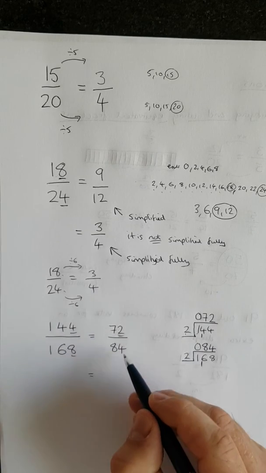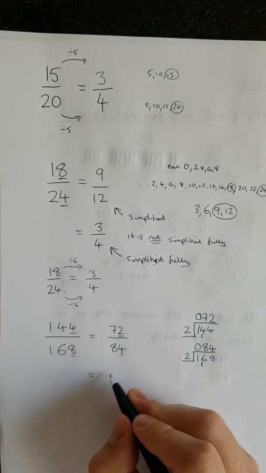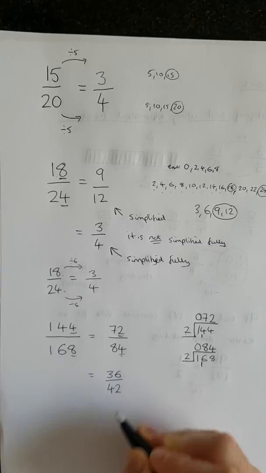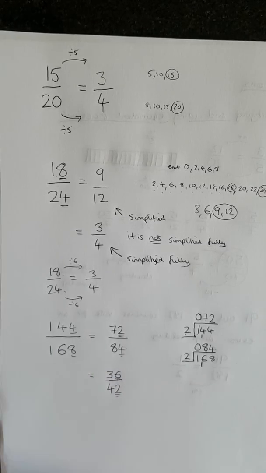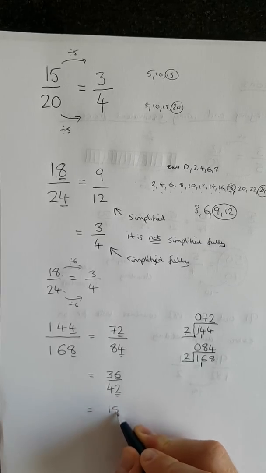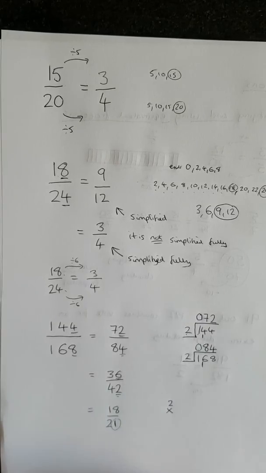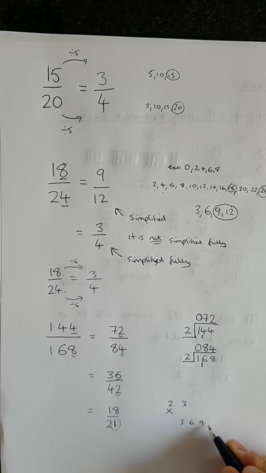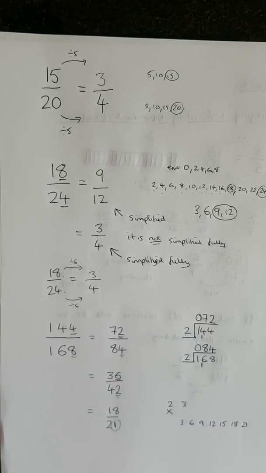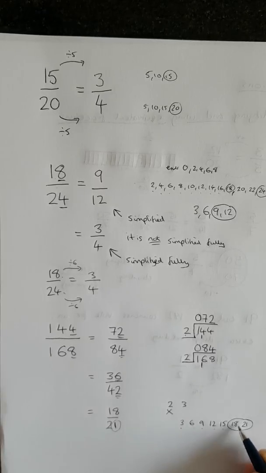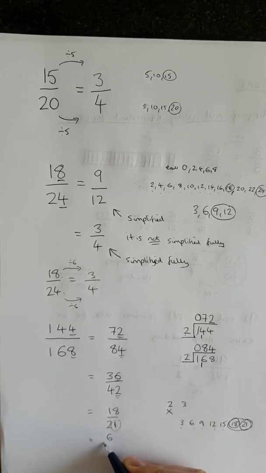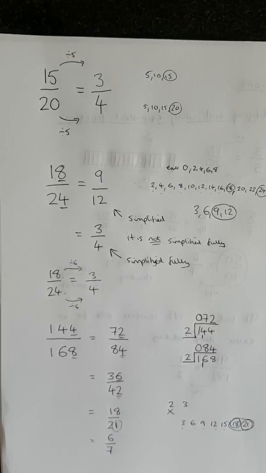Let's go again. Aha! They're both still in the 2 times tables. So I'm going to divide them both by 2 again. But wait, they're still both in the 2 times tables. This is going well. What do you notice now? Not in the 2 times tables. So what should we check next? That's right, we should check the 3's. 3, 6, 9, 12, 15, 18, 21. There they are. 1, 2, 3, 4, 5, 6, and then 7. And that is how you simplify.